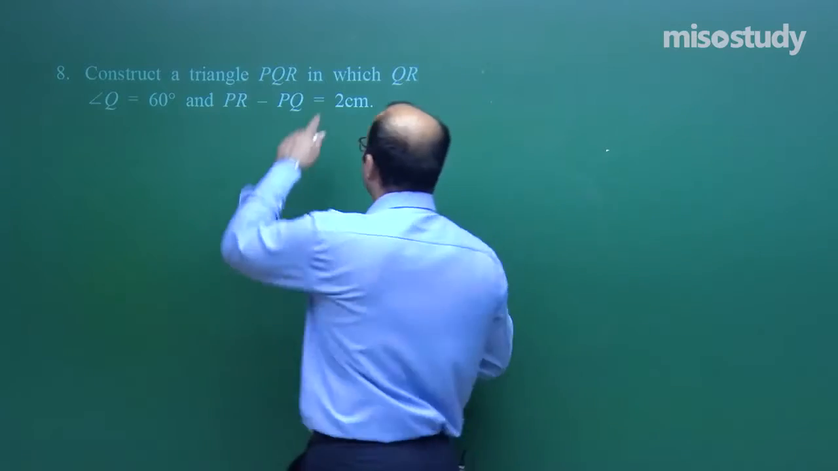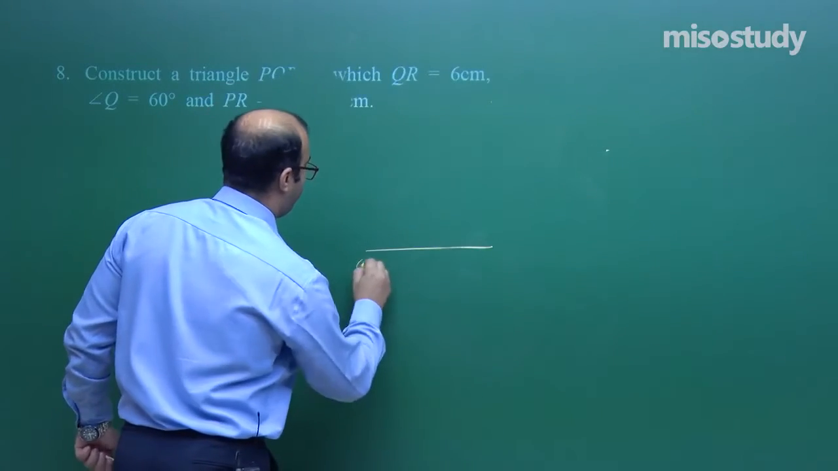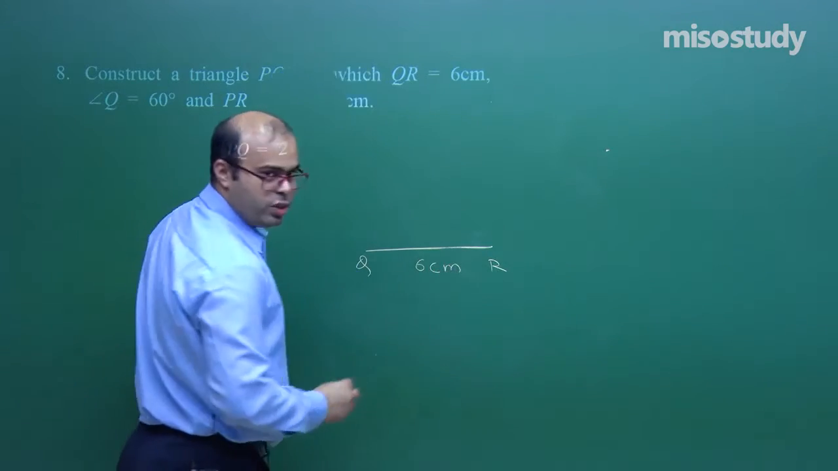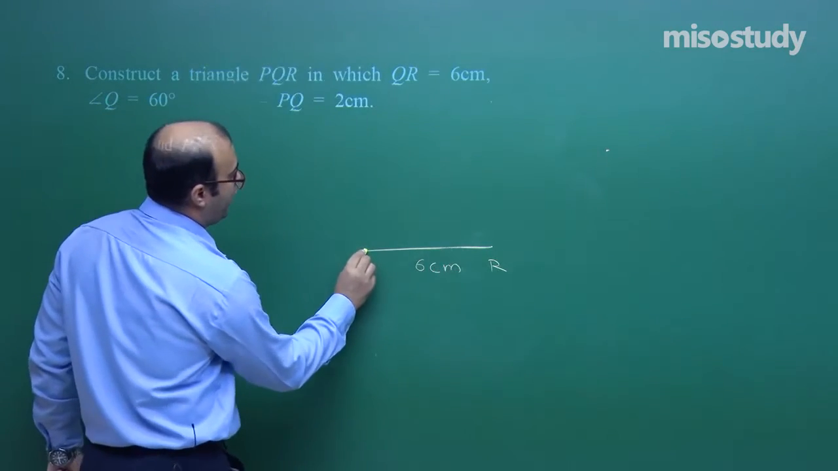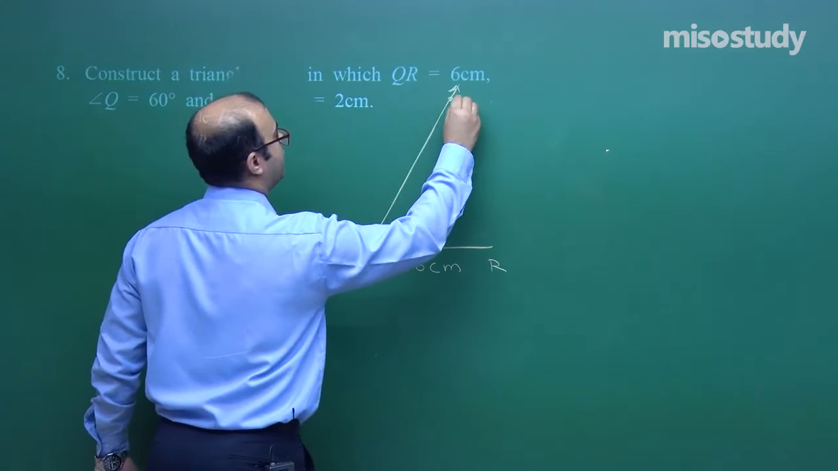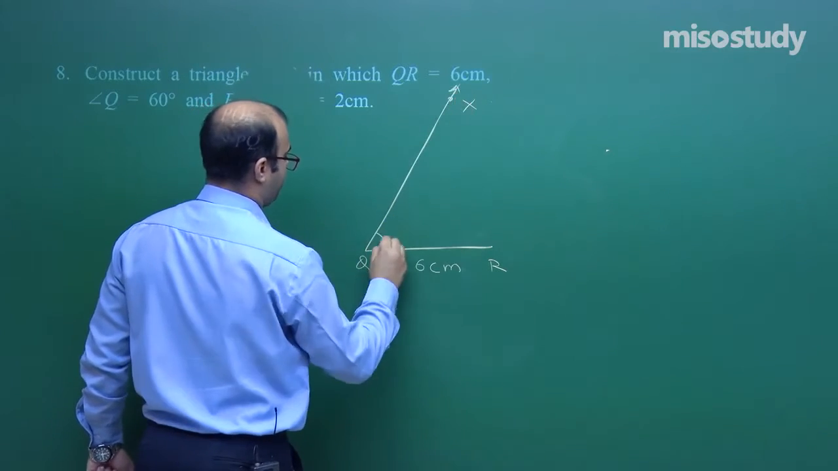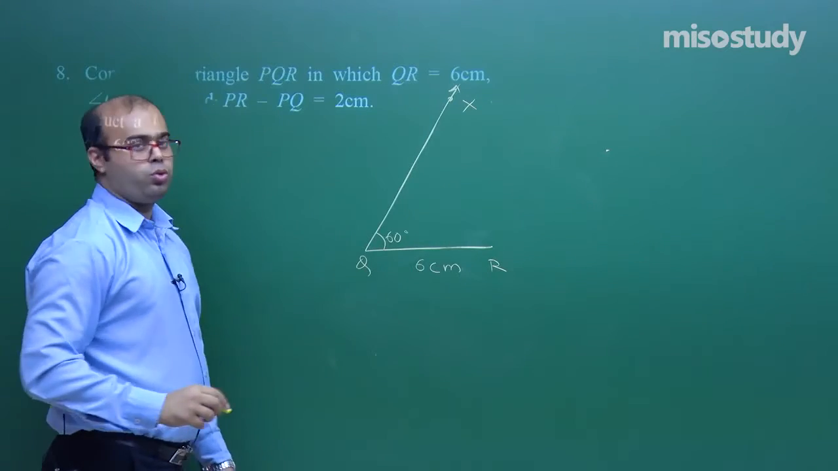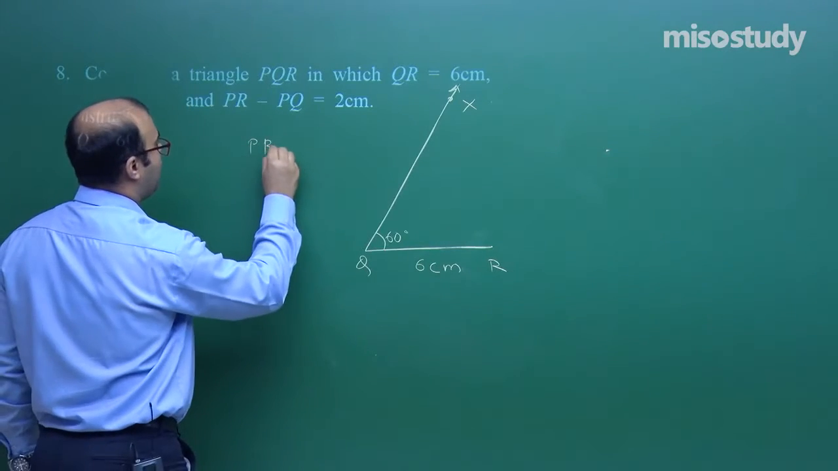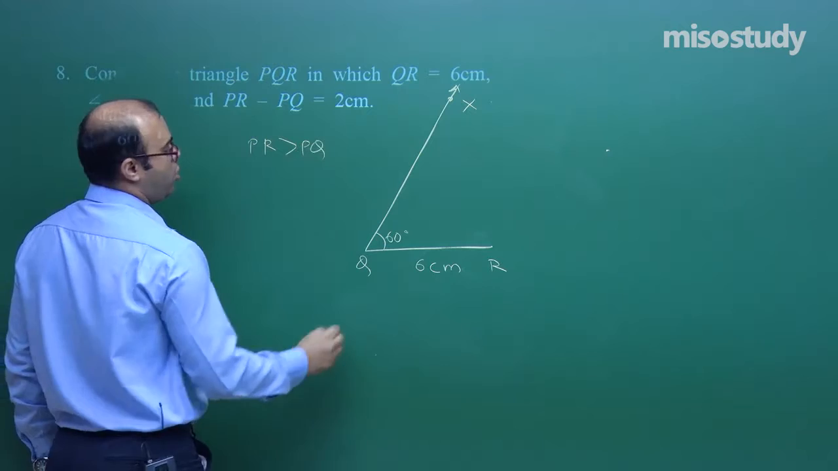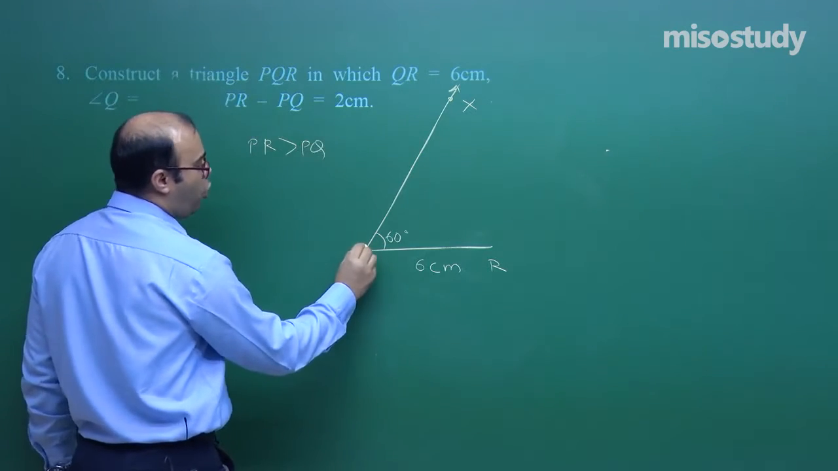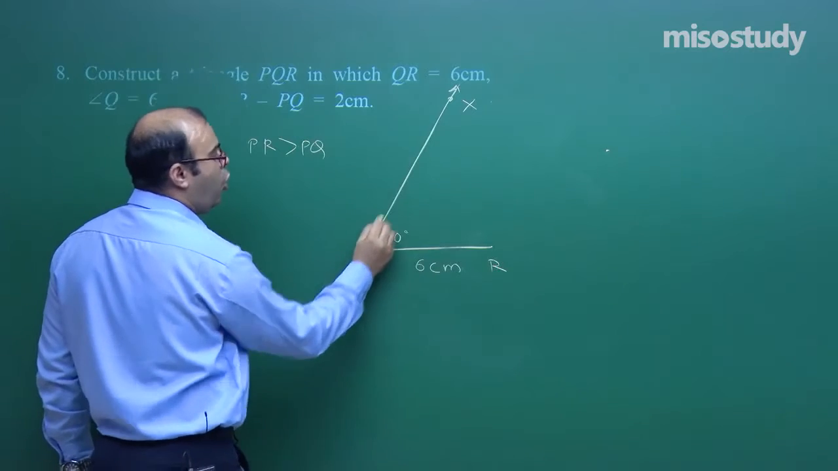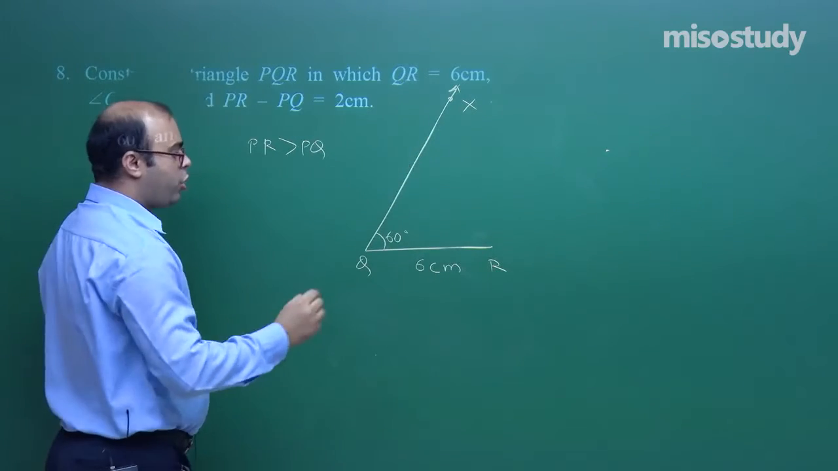Here, QR is equal to 6 centimeter, this length is 6 centimeter, and angle Q is equal to 60 degree. So, you take a ray at 60 degree like this, QX. But what is another point? PR minus PQ is equal to 2 centimeter. That means PR is greater than PQ. So, the side which is opposite to angle Q is PR. That is greater than the side along Q, that is PQ.